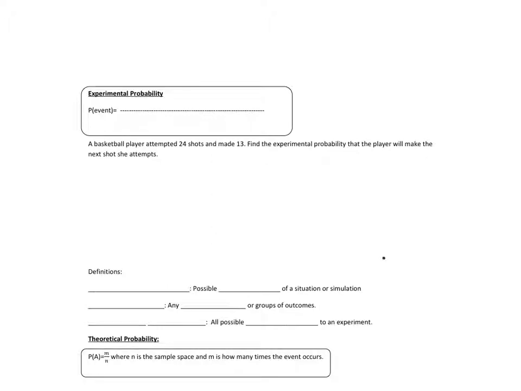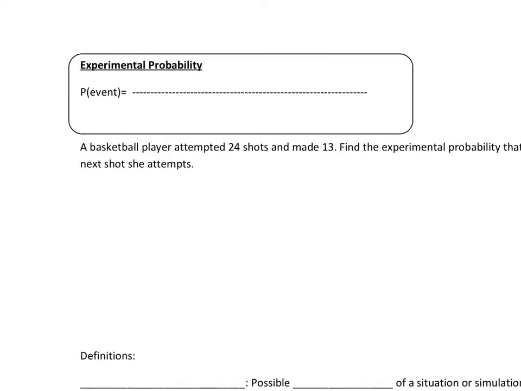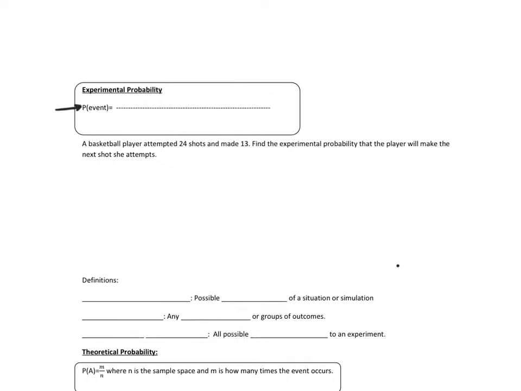Hello, here we're going to continue on with probability. One type of probability is called experimental probability. And what you'll see with probability is that sometimes they'll put this P right there, and that stands for probability, and then in the parentheses, you'll say what the event is or what you're looking for.